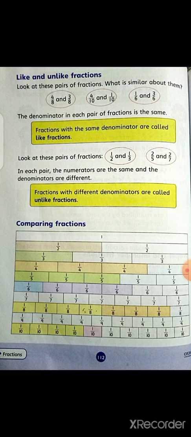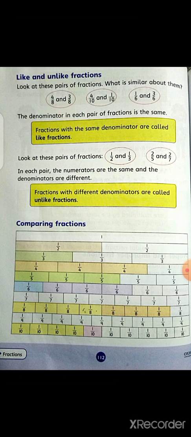Now comparing fractions. If you look carefully at this chart, there are 10 strips. The first strip is not divided, so that is 1. The second is divided into 2 equal parts, and in the same way the last one is divided into 10 equal parts. Look at 1 over 2 and 1 over 4, and compare them. Which colored portion is greater? Very good, 1 over 2 is the greater part, and 1 over 4 is smaller.